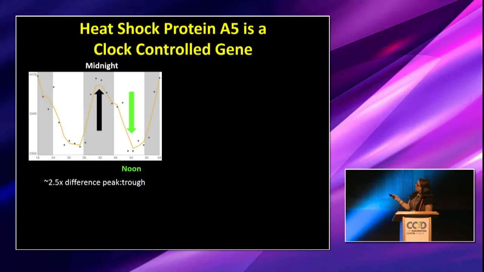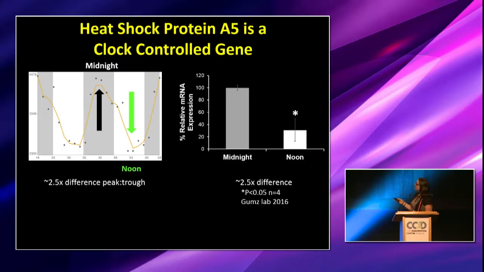Expression is lower during the rest phase and higher during the active phase. I've pointed out here the noon and midnight. And if we look at the relative expression levels, this is about a 2.5-fold difference. In my lab, again, in an independent set of animals, comparing the noon and midnight time points with real-time PCR, with 100% expression set here at midnight, we see about a 2.5-fold reduction in expression.